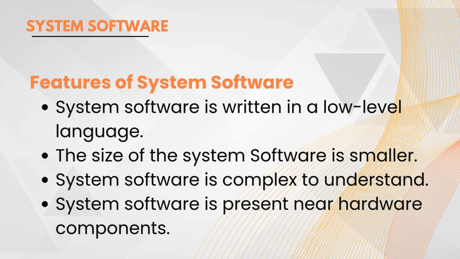System software. Features of system software. System software is written in a low level language. The size of the system software is smaller. System software is complex to understand. System software is present near hardware components.